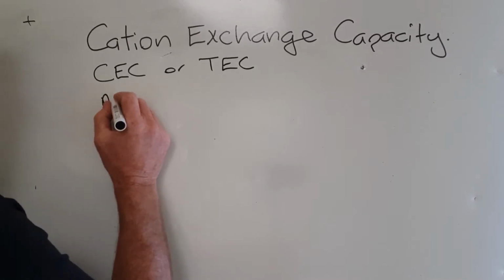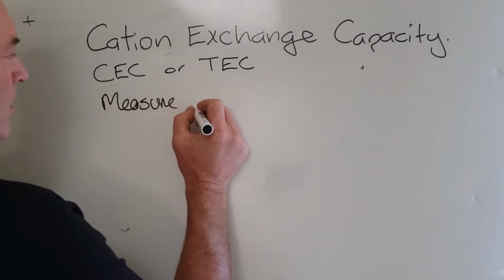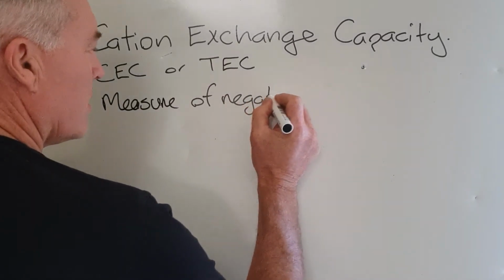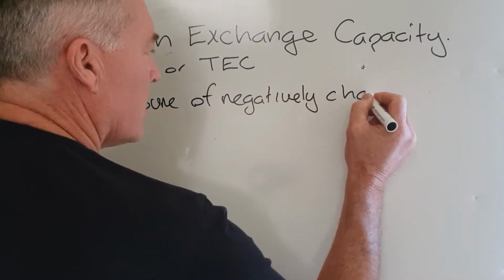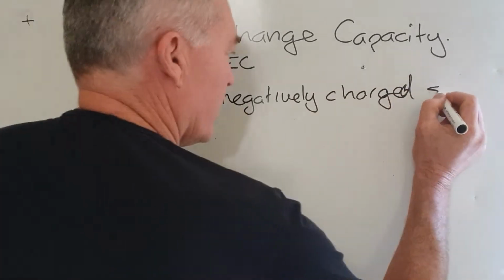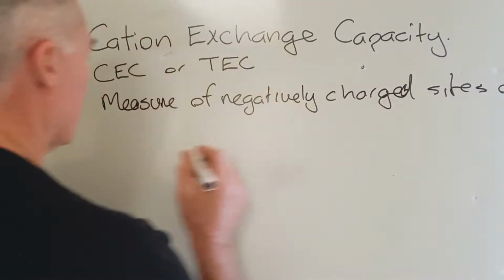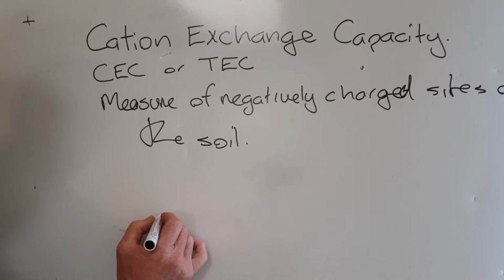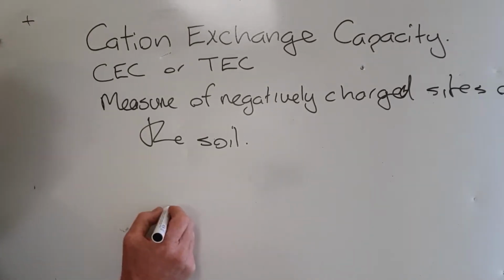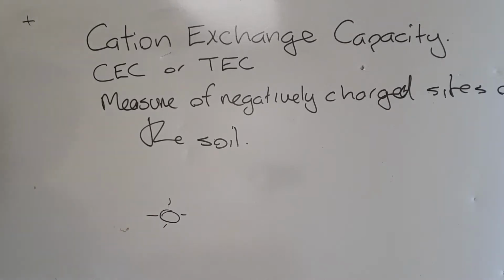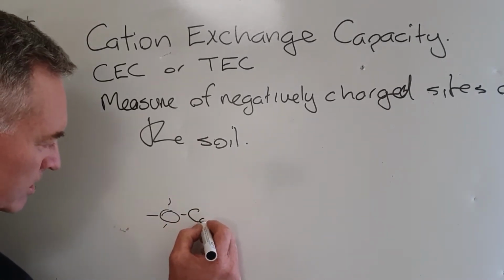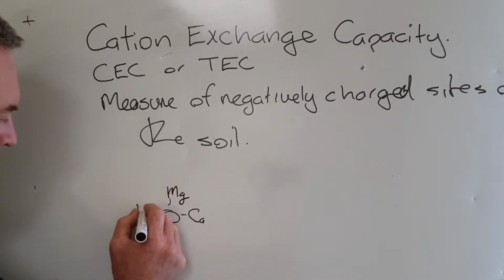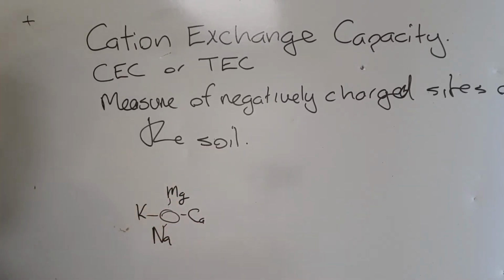It's a measure of the negatively charged sites of the soil. Okay, so if we look at it, there's a soil particle just there, and it might have these negative charges. So that's likely to attract the cations: calcium, magnesium, potassium, and sodium. So to measure the exchange capacity, we need to know how many of those there are.